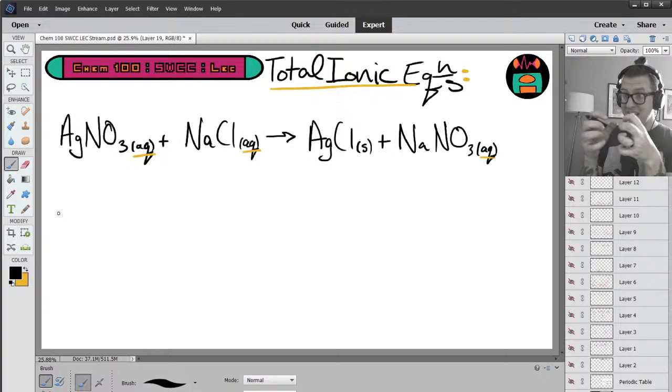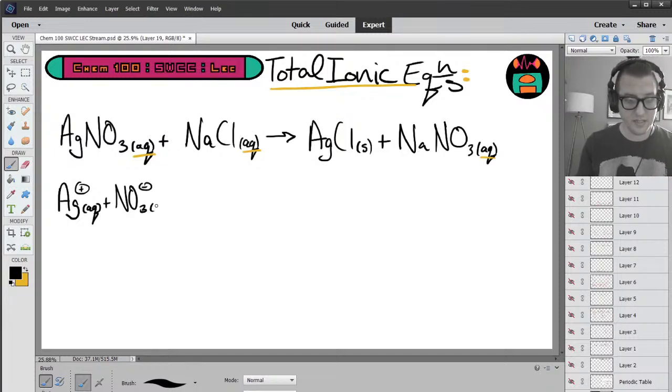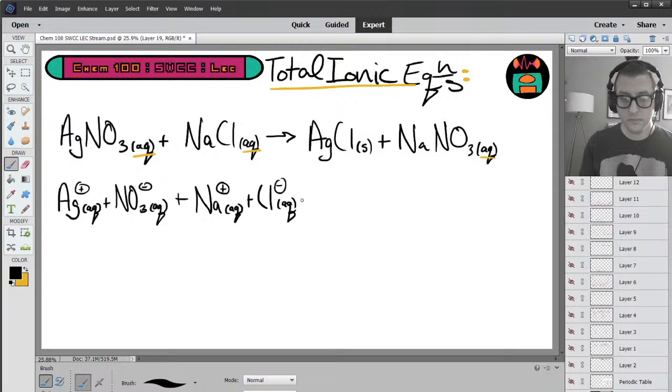Silver nitrate is not associated, it is aqueous. So it actually exists as free floating silver in the aqueous phase plus free floating nitrate in the aqueous phase. Sodium chloride, ionic and aqueous, does not exist in an associated pair. They are dissociated in solution. They're a free floating sodium and a free floating chloride ion. All right?